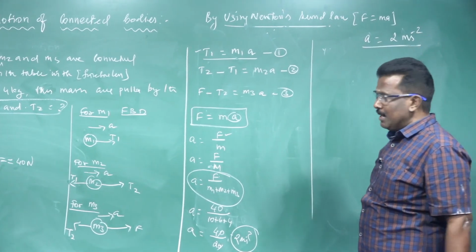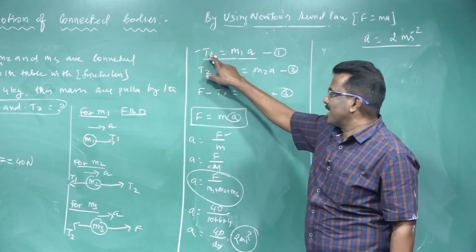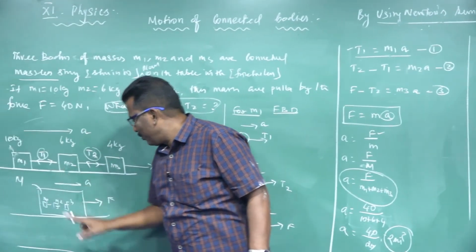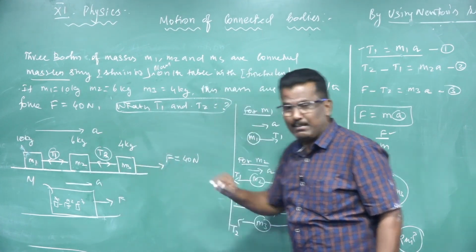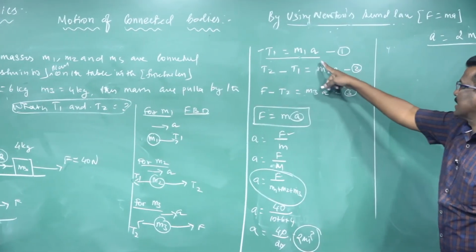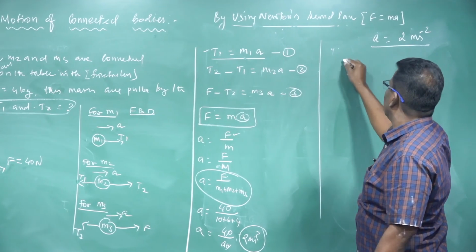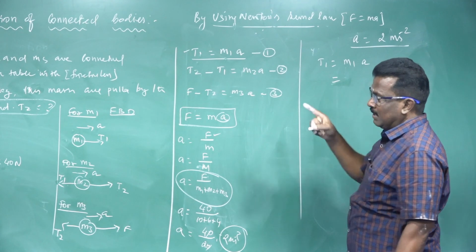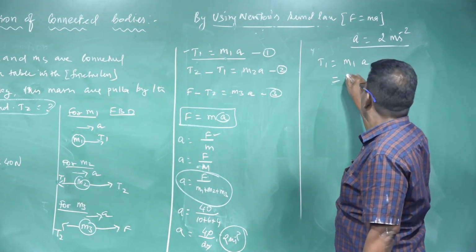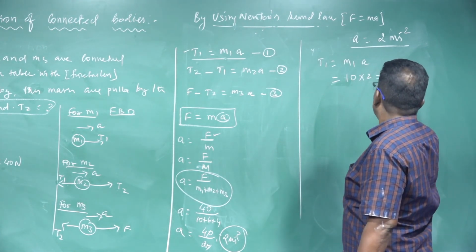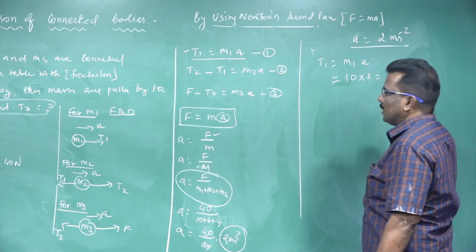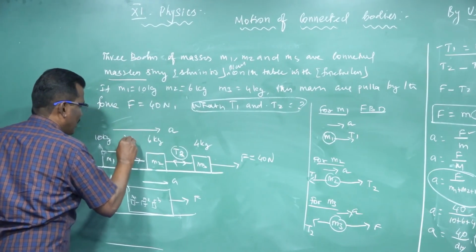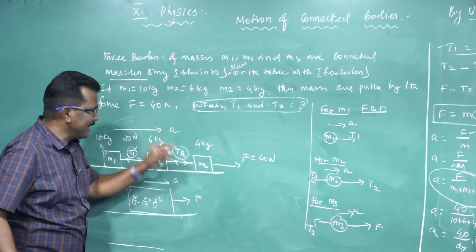We calculated the acceleration, but we want to calculate T1 and T2. T1 is between m1 and m2, T2 is between m2 and m3. T1, what is the formula? T1 is equal to m1a. m1 is 10, a is equal to 2. So 20 Newton. 20 Newton is produced between m1 and m2.